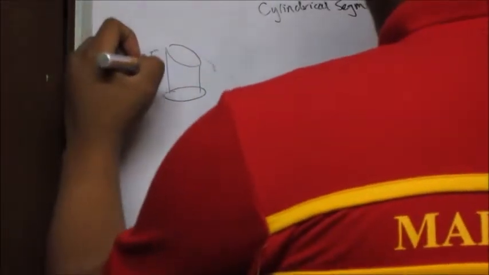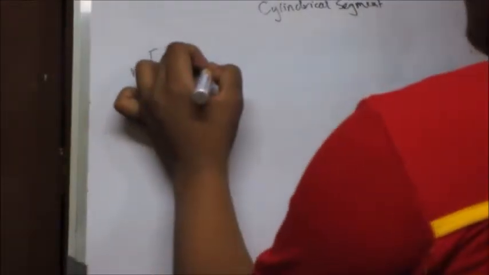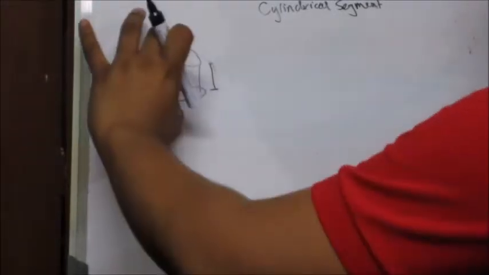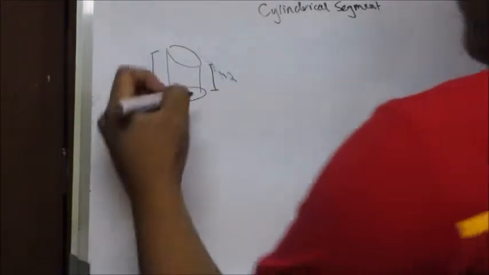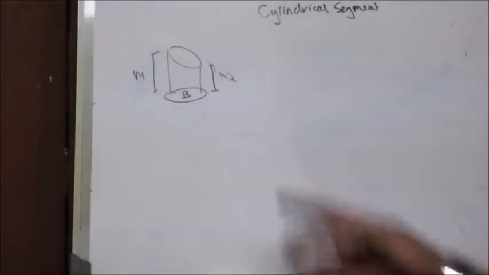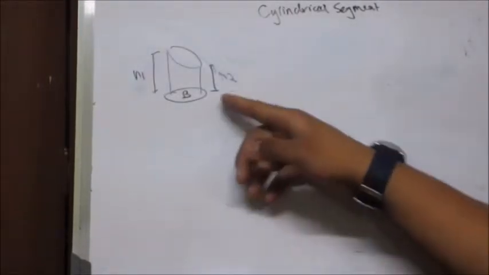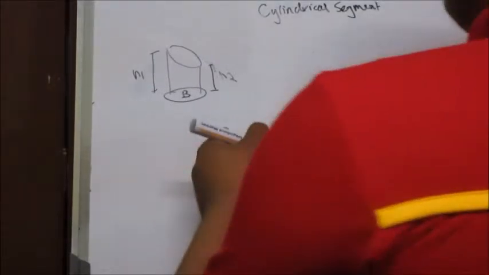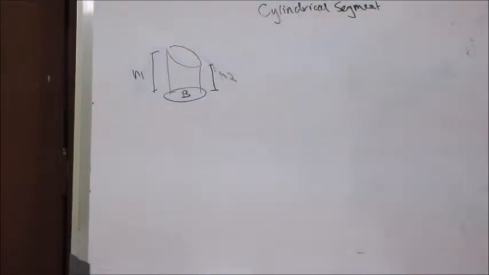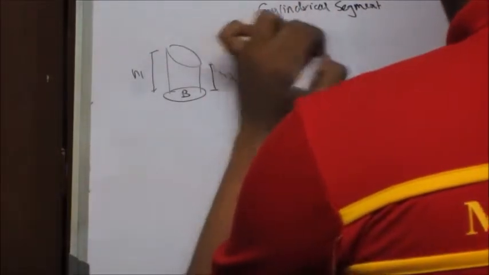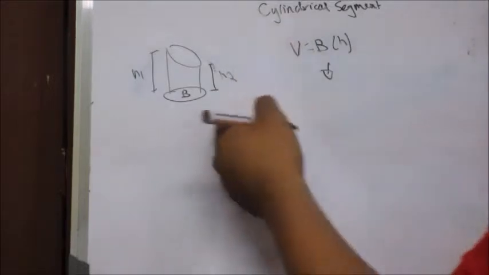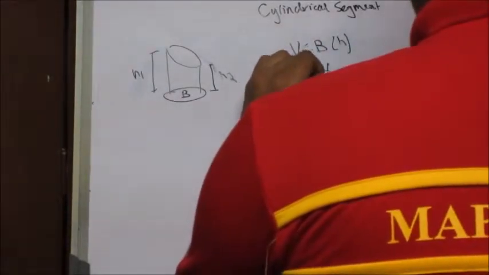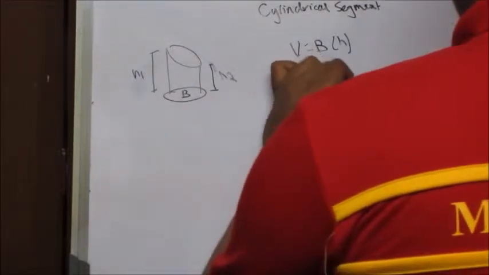The longer one is H sub 1, and the shorter one is H sub 2. And you have B, wherein B is the area of the base, which is a circle. To find the volume of the upright truncated cylinder, V is equal to area of the base times height, wherein area of the base is a circle, so this is pi r squared times the height.